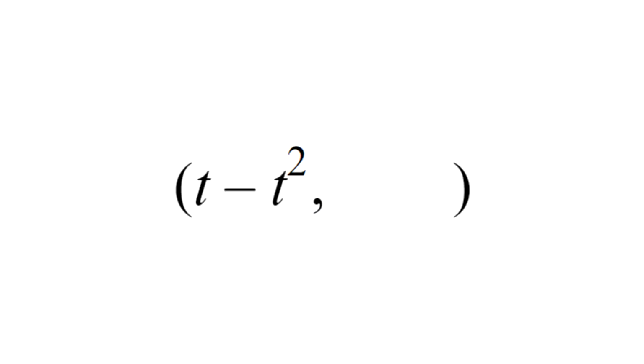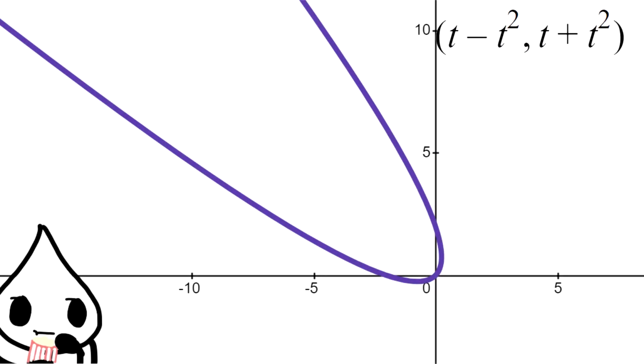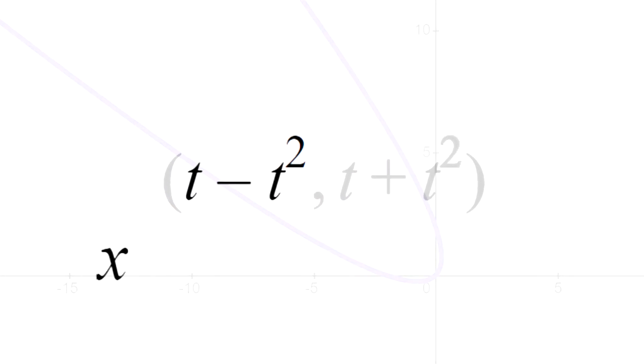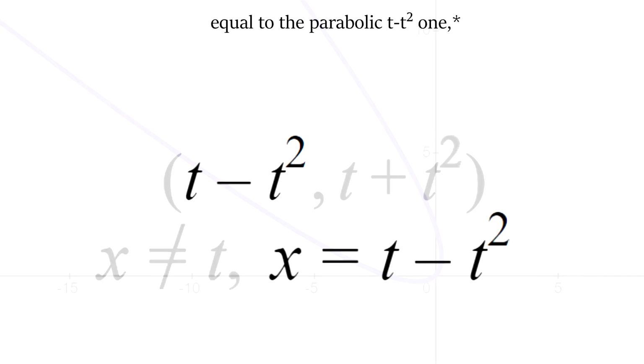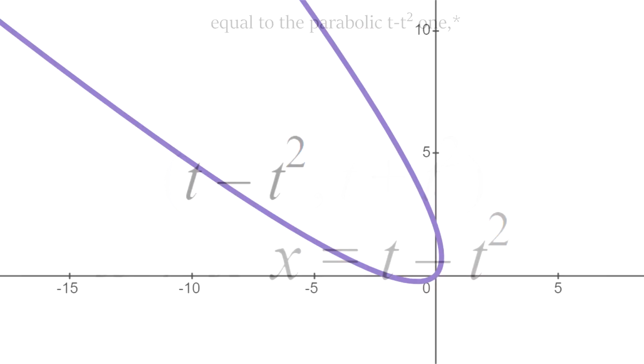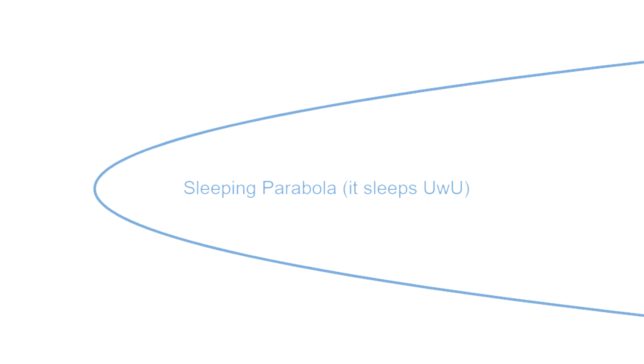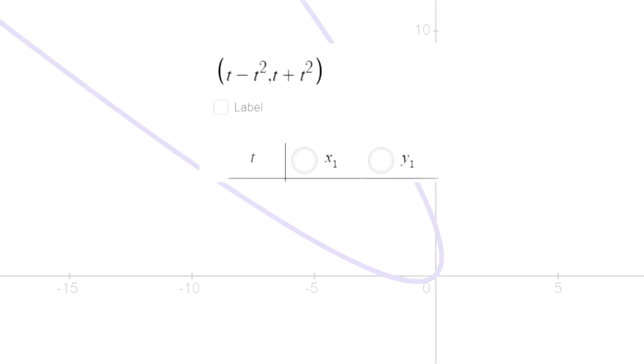So what if we do, for example, t minus t squared, t plus t squared? Glance at this curve for a sec. This is interesting, since the abscissa, or the x value, is not equal to t, but equal to the parabolic t minus t squared. Its x behavior goes left to right, then turns back, right to left, like a sleeping parabola.